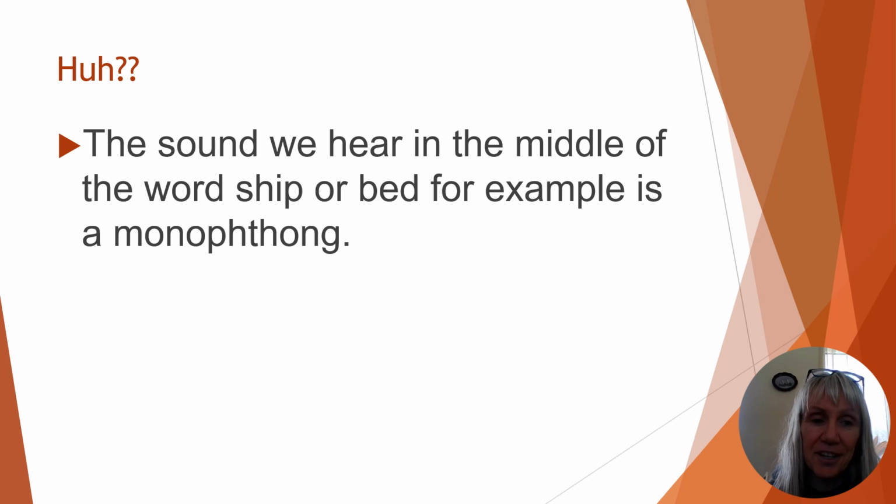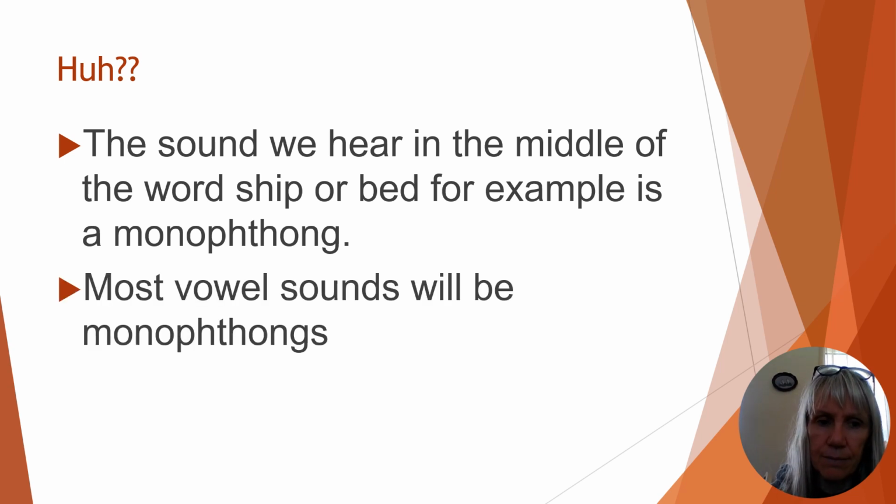The sound we hear in the middle of the word ship or bed, for example, is a monophthong. There's an I in the ship, which is my vowel sound. There's an I in the bed, which is my vowel sound. So these simple sounds are monophthongs. Most vowel sounds will be monophthongs.